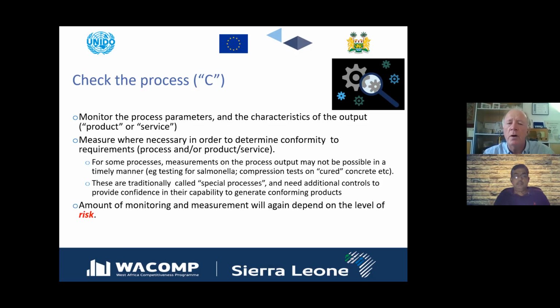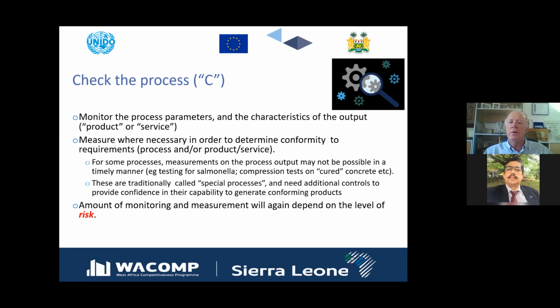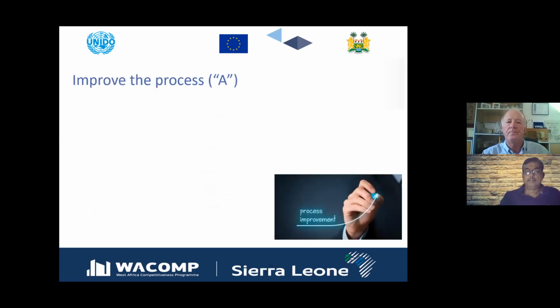So the amount of monitoring and measurement, again, will depend on the level of risk. In my process, I'm not going to monitor and measure every single parameter. I have to look at what's important for me as a business. I have to look at what is feasible. I have to look at the cost benefit and ultimately decide on the level of testing. Certainly these days, it's very rare to do 100% testing on every single product. We use things like statistical process control. We use things like sampling, lot approvals, and so on.